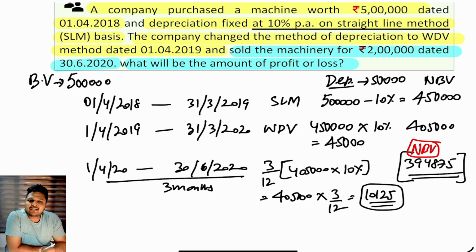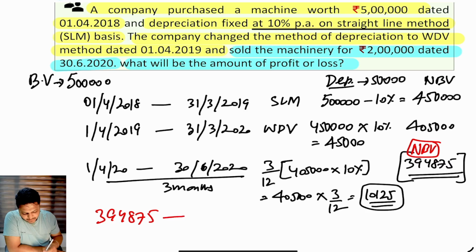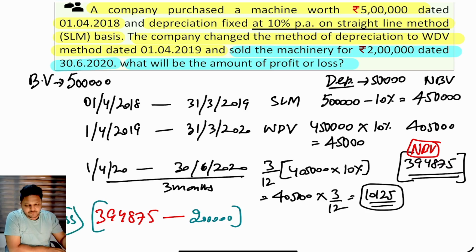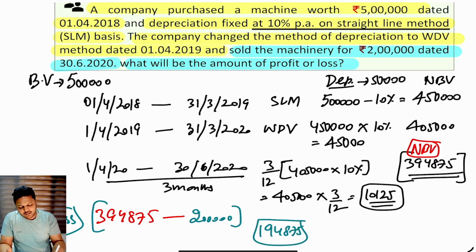So this particular value is higher than that of the selling price. So it is 394,875, and the price at which we sold the particular asset is given to be 2 lakh rupees, right? So this is the amount of loss that we accumulated, that is 1,94,875, because in the question it is asked what will be the amount of profit or loss. So it is the amount of loss. Okay, so that is the answer. I hope that this particular point is clear to you, right?